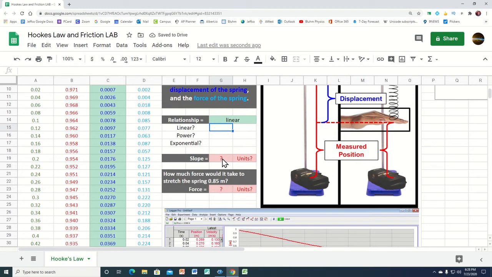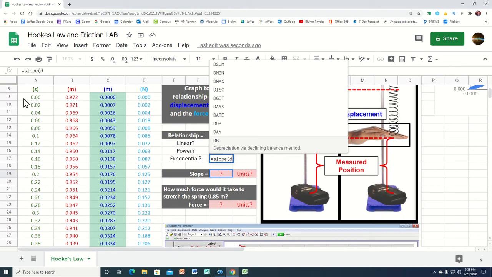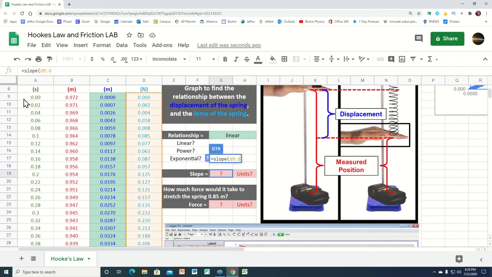Now what we want to do is go ahead and find the slope. I'm going to say equals slope open parentheses. Now, it's kind of a pain to copy these all the way down, but we do the y values first, then the x values. But when I copied it down, I remember that the last cell was 384. So what I'm going to do is the y values, which is D9, and you say colon D384. So that's the whole range of the y values.